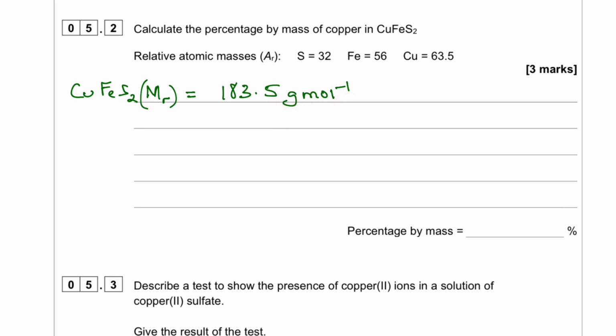But we want to find the percentage of copper in CuFeS2. So what we have to do is say copper mass, which is 63.5, divided by the total mass of the compound, 183.5, and then times it by 100, because we're looking for a percentage. That gives 34.6%. So we can have 34.6 here.